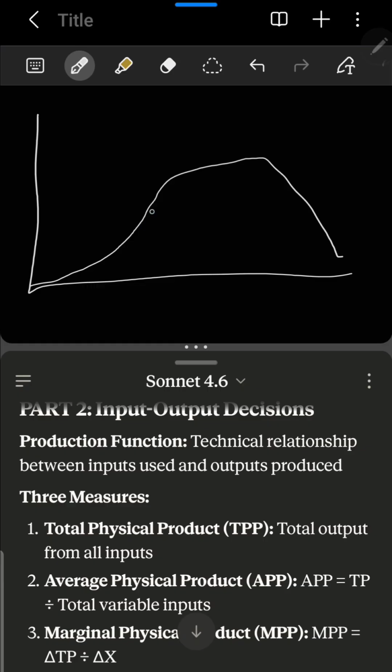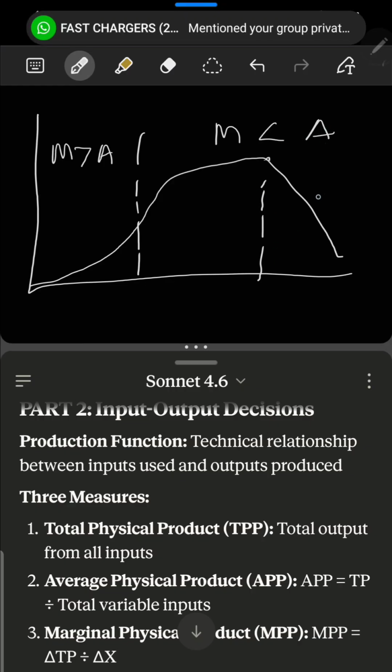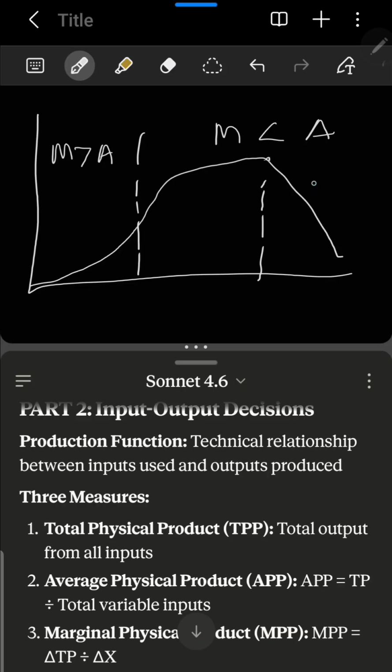So this first stage, here the marginal physical product is greater than average physical product, right? Then all this region, the marginal physical product is greater than the average physical product. But at this point, the marginal is negative. Here, the marginal is positive.